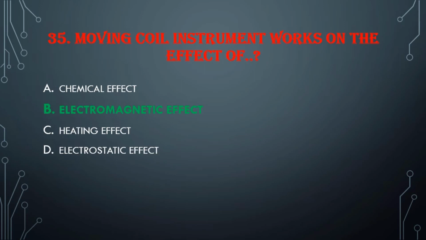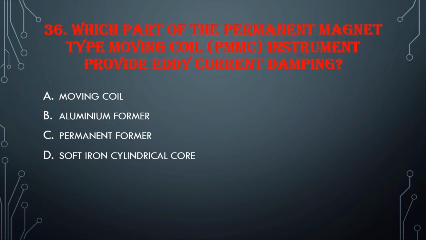The correct answer for this question, my friends, is B, electromagnetic effect. The next question for you all, my friends, is that which part of the permanent magnet type moving coil, PMMC, instrument provides eddy current damping? The options are A, moving coil, B, aluminium former, C, permanent former, D, soft iron cylindrical core. And your time starts now.